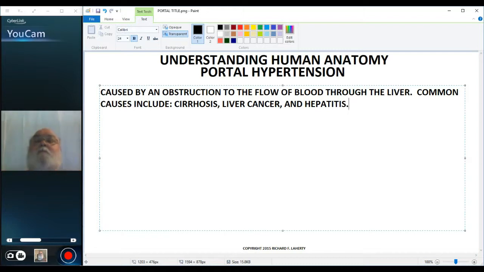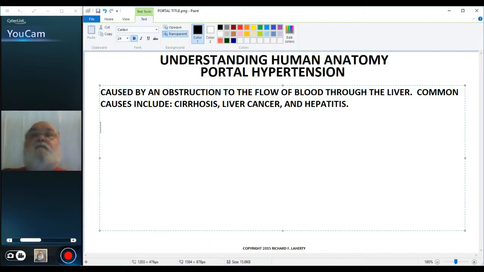Now, when this happens, there will be increased blood flow through the portal-caval anastomoses to the point that the veins in these areas will become engorged with blood and thus become varices, varicose veins.